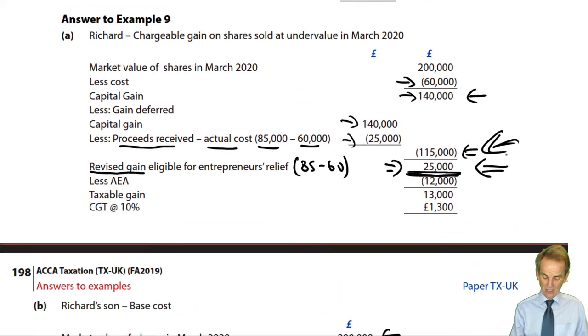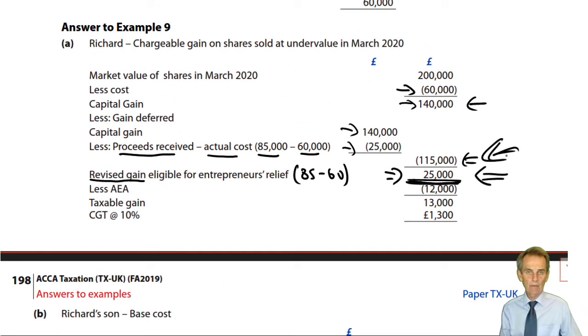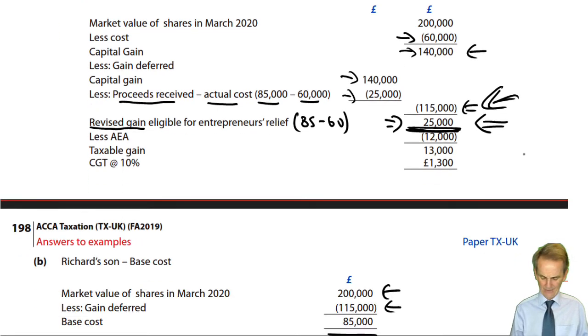Okay, so compute the gain based on market value, establish then whether any of that gain remains chargeable, having of course firstly determined that gift relief is available. Is it a qualifying business asset for purposes of gift relief? If it is, then do we get full gift relief? No, we don't if actual proceeds exceed actual cost. That bit remains chargeable and only the balance may be deferred through gift relief.